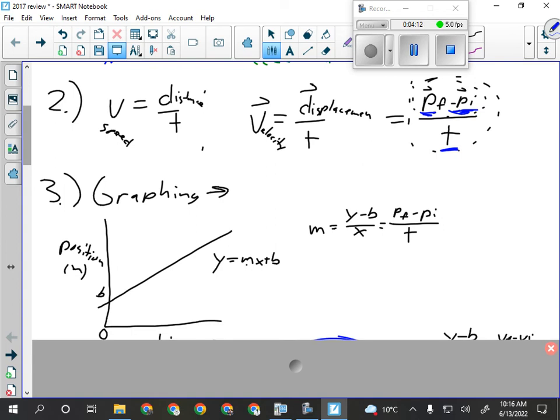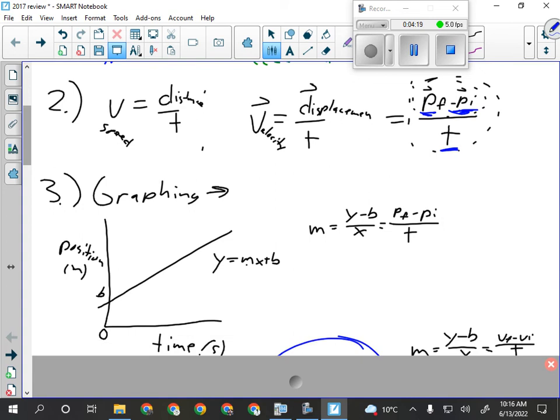So if it's a position versus time graph, then my y-intercept, or b, would be my initial position, my position at time 0, and then I could be calculating a final position. x is obviously the time. What does the slope represent on this graph?